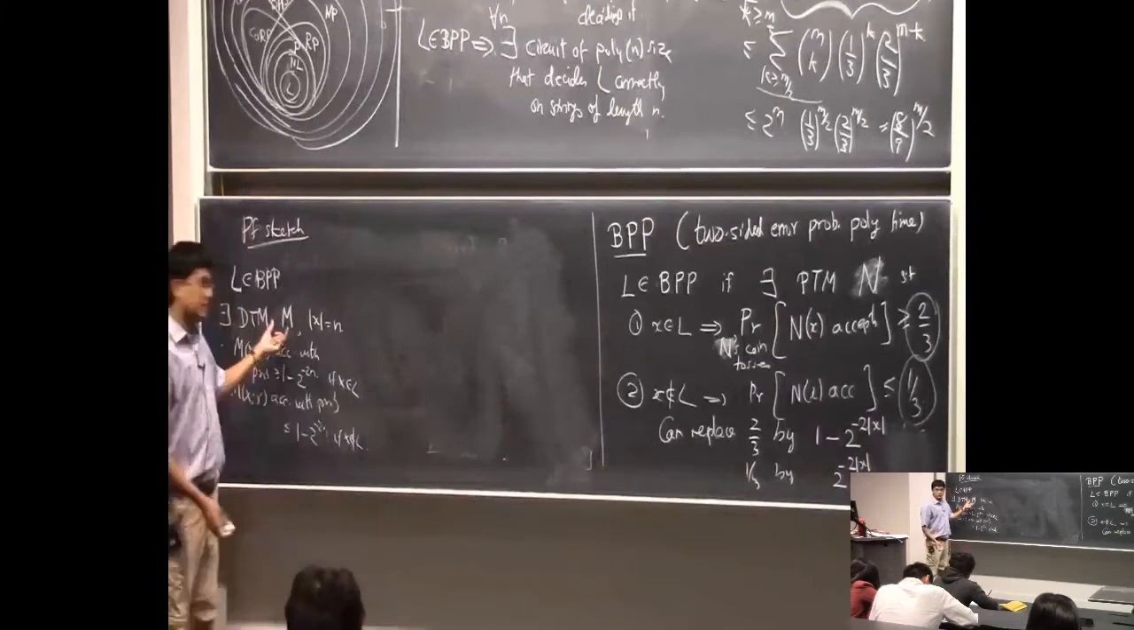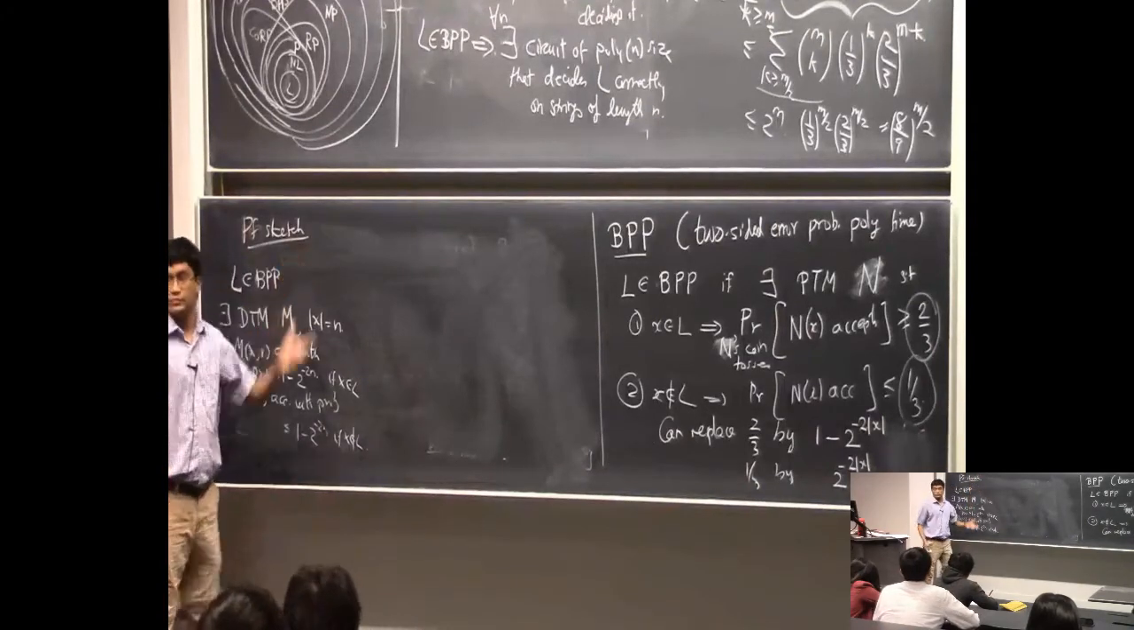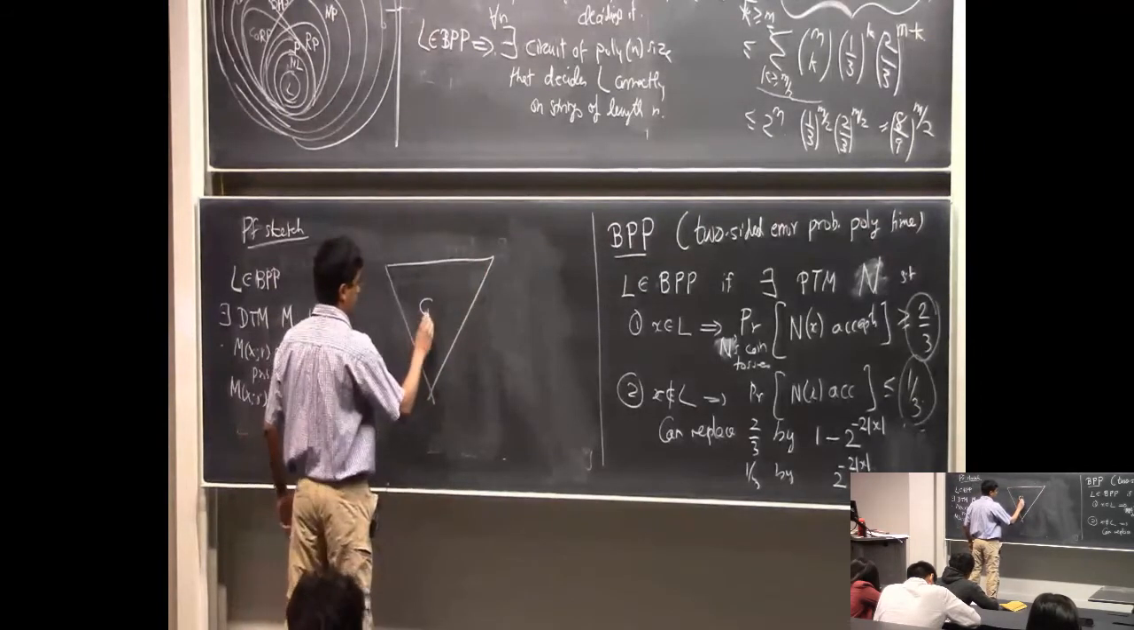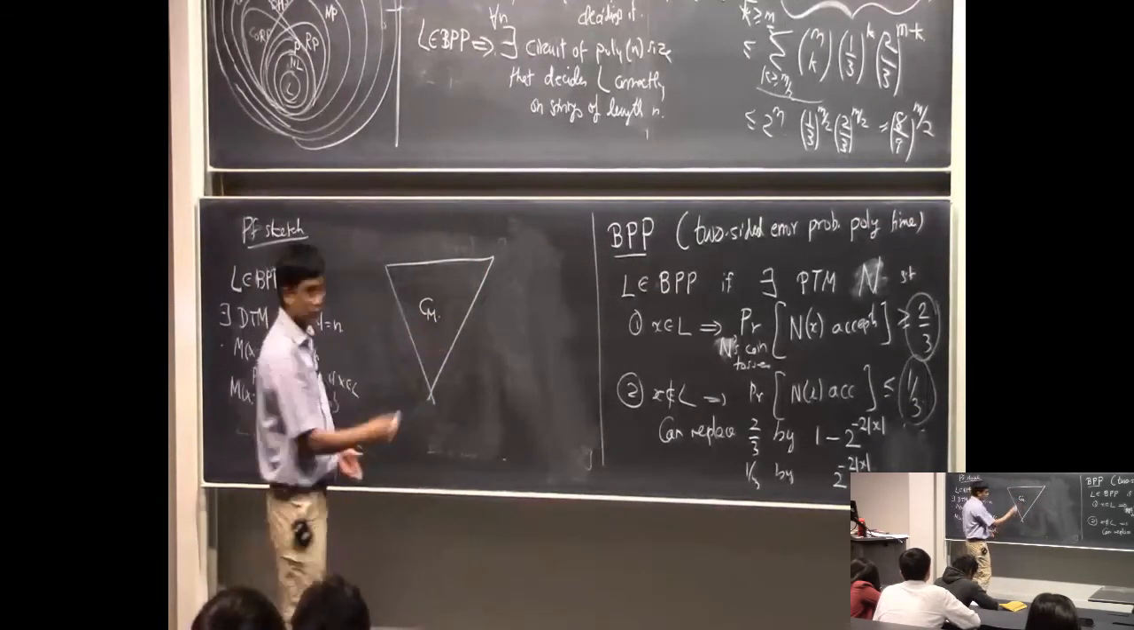Now we have a deterministic Turing machine, we can compile it into a circuit. So we can have this circuit, let's call it C sub M, and this is poly size.